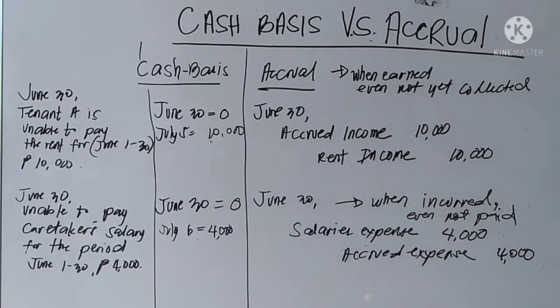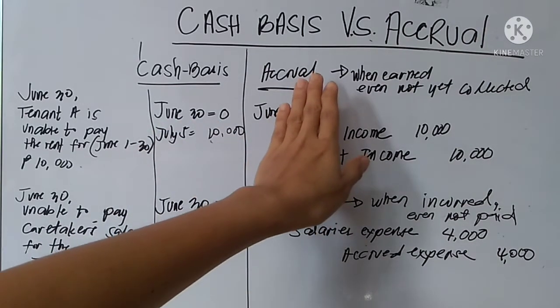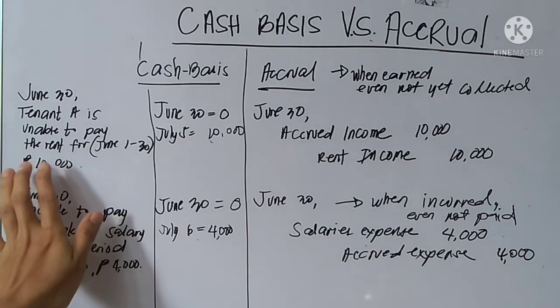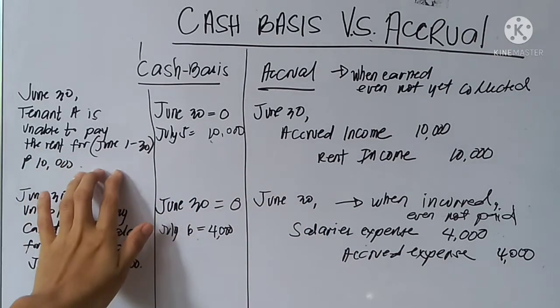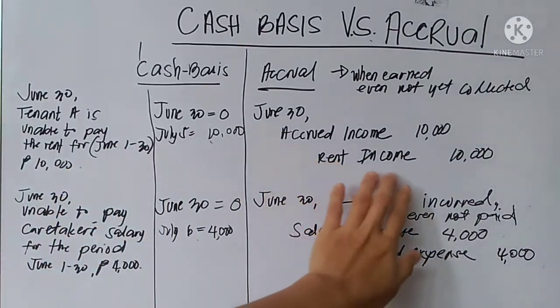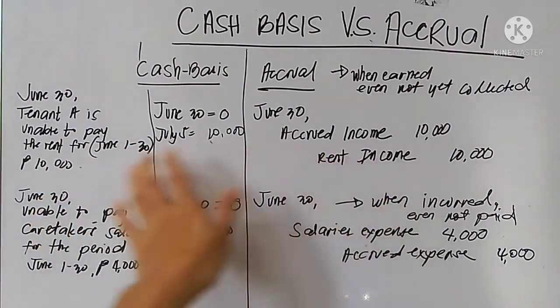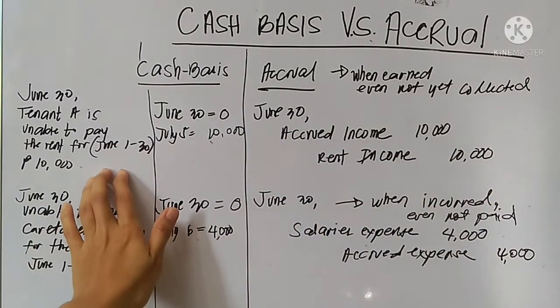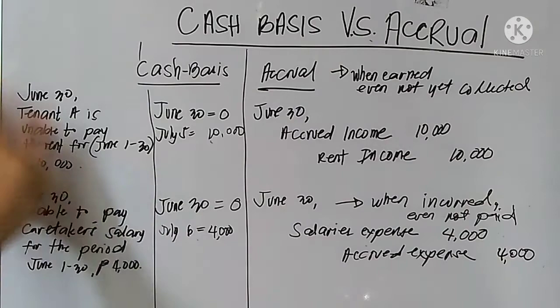Kasi under the accrual accounting, only the accrual accounting is following the matching principle of the GAAP. So, according to matching principle, the revenues and expenses should be recognized in the same period. So, di ba, as you can see, under the accrual accounting, kung kailan dapat matanggap talaga yung rent income, saka din natin nire-recognize. Diba? Kasi yung 10,000 pesos, that is an income for June 1 to 30. Kaso hindi nakapagbayad si tenant A.